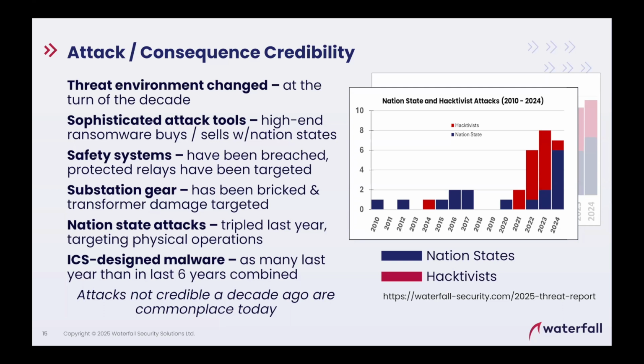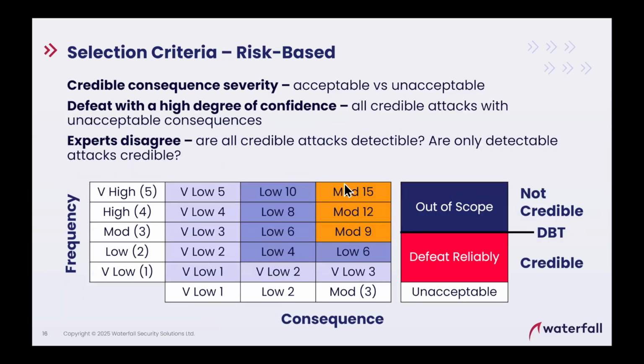There were 3 control system capable ransomwares discovered last year, 2024. That's as many as were discovered in the previous 6 years combined. Again, is that a trend? Is that an anomaly? We don't know, but the threat environment's changing. What is credible has changed dramatically. How do we use that?